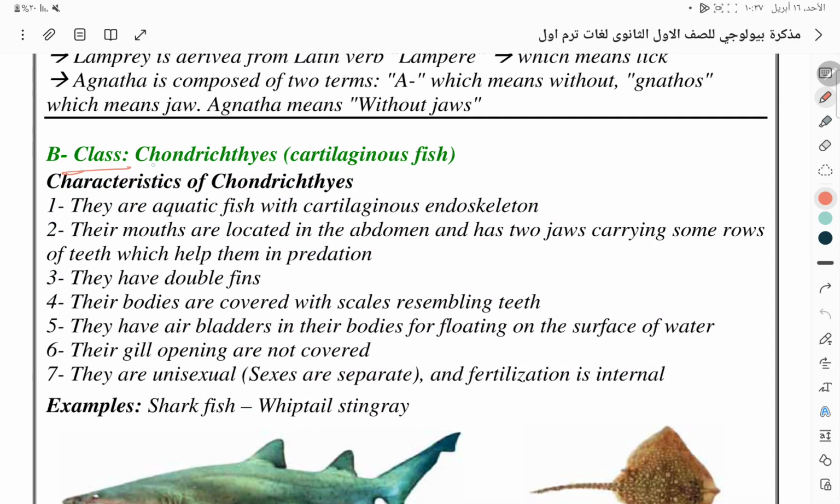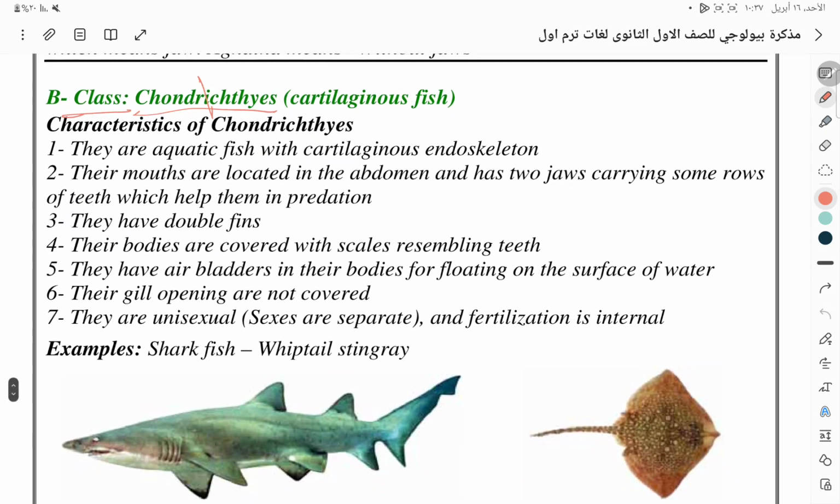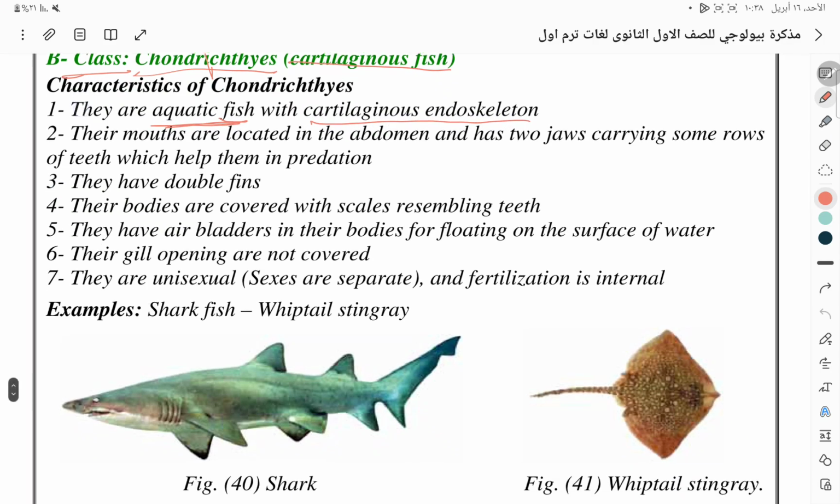Second class, Chondrichthyes. Chondrichthyes means cartilaginous fish. They are aquatic fish with a cartilaginous endoskeleton. Their mouths are located in the abdomen, and they have 2 jaws carrying rows of teeth, which help them in predation.